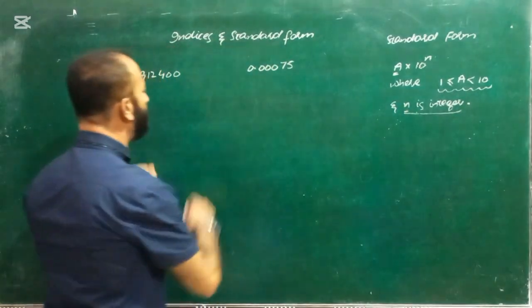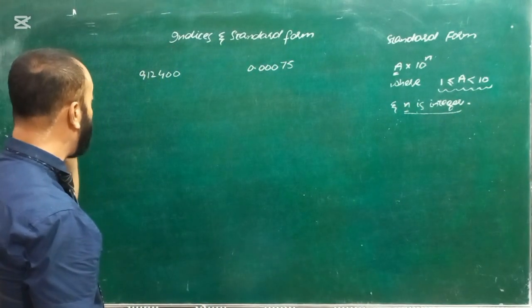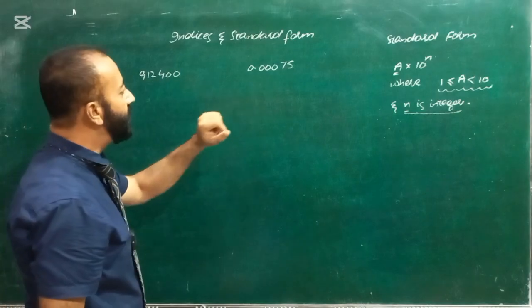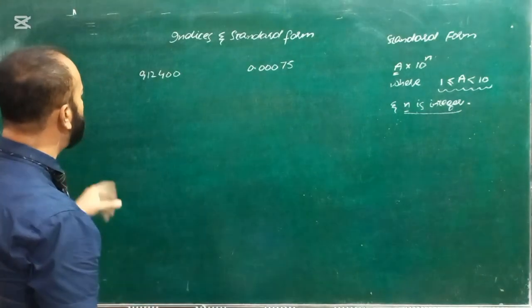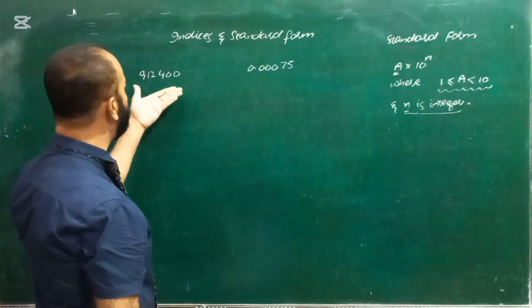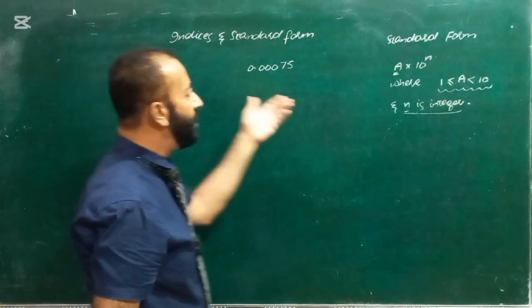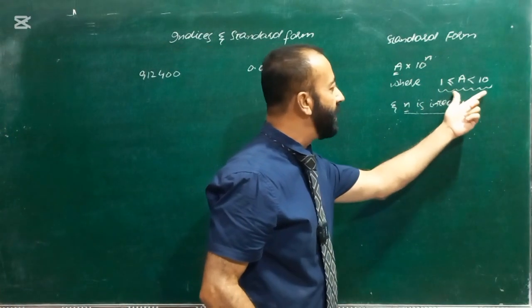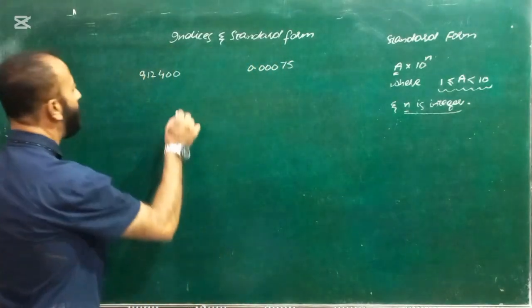So here are two questions. The requirement is to convert these into standard form. So look now, this is the value. We are going to convert this value into this form, and a should be in this limit. So right now the point is here.